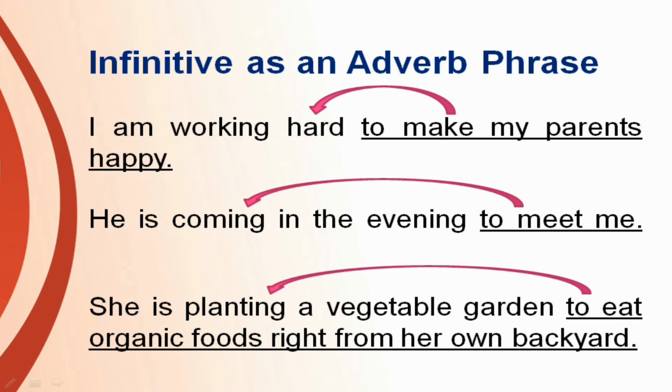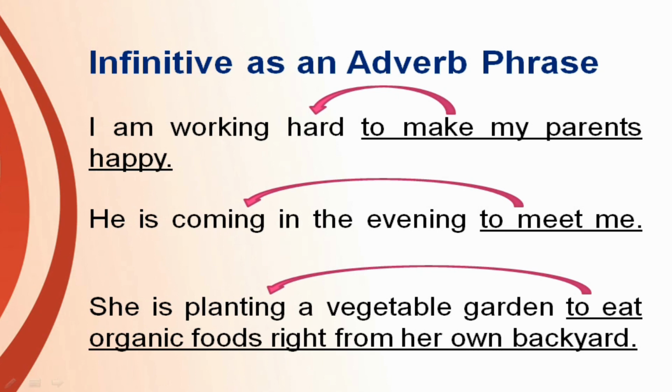Let's have another example. He is coming in the evening to meet me. Here in this sentence, to meet me is an infinitive phrase. This infinitive phrase functions as an adverb because it tells something about a person who is coming. Why is the person coming? He is coming to meet me. Here, to meet me is an infinitive phrase and functions as an adverb phrase and tells something about a verb. That's why we call it an infinitive phrase functioning as an adverb phrase.